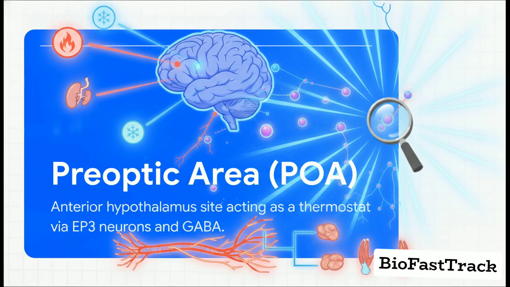And how do we actually know this? Classic lesion studies. If researchers create a localized lesion in the POA of an animal model, that animal completely loses the ability to thermoregulate in a hot environment. The POA is the undisputed control center.